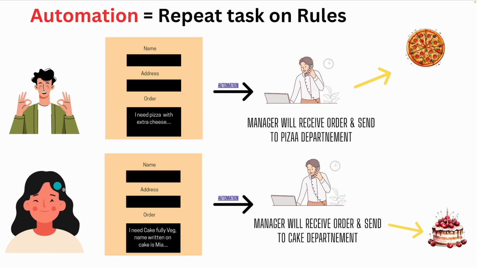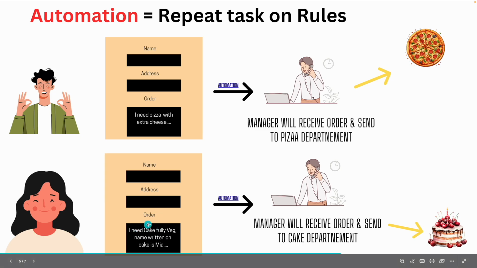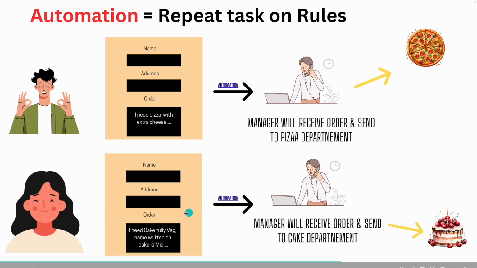Similarly, in the second case, this is a girl. She will put her name, her address, and what order she wants. Like she needs a cake, fully veg, and the name written on the cake is Maya. So all the order details she is going to fill, and once she places the order, through the automation, this will go to the manager.